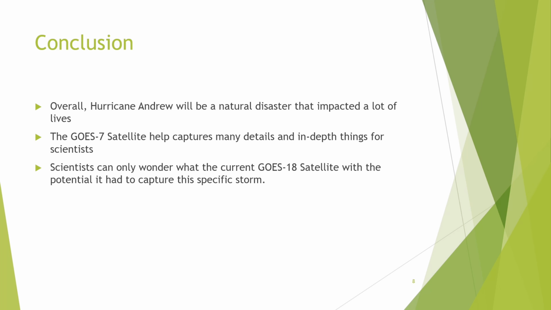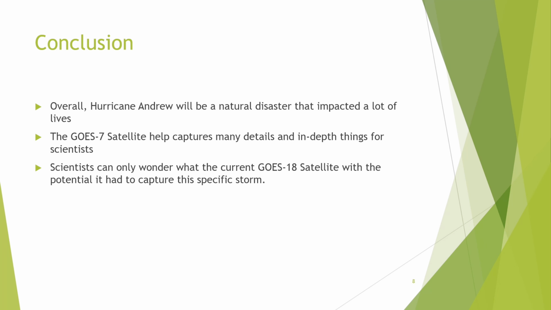All right, so overall, in conclusion, the Category 5 intensity level known as Hurricane Andrew will forever go down as a natural disaster in history that impacted a lot of lives. The GOES-7 satellite in 1992 helped capture many in-depth things for scientists to explore and go into detail about in the hurricane. However, people can only wonder or imagine what the GOES-18 satellite, with the potential it had, could have possibly done at that time.